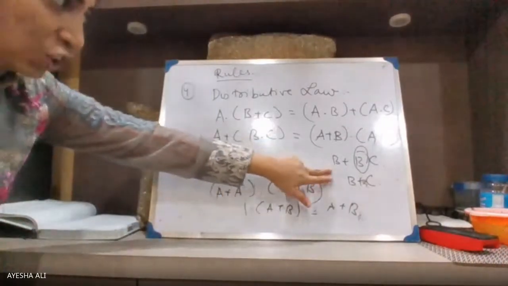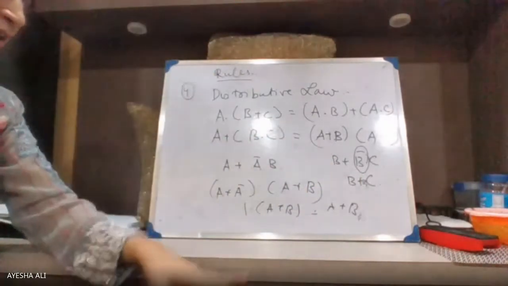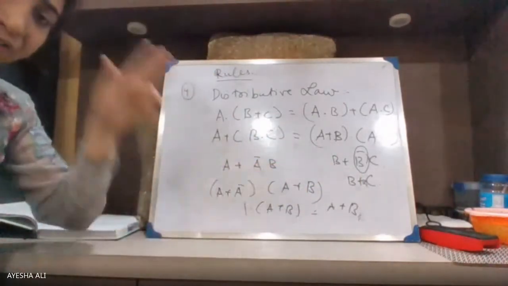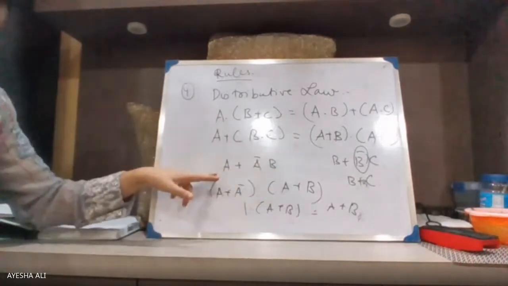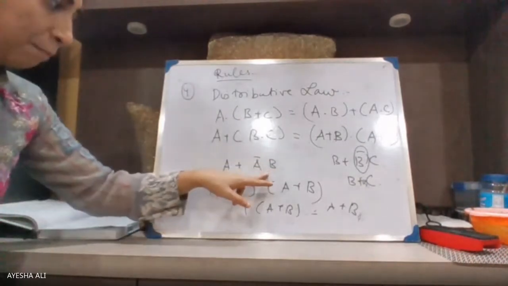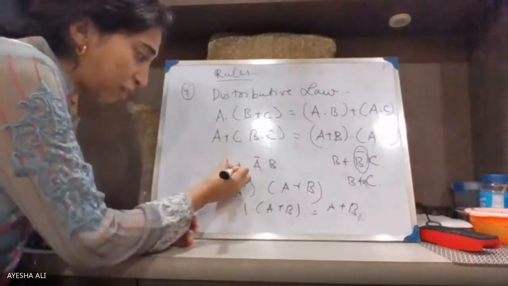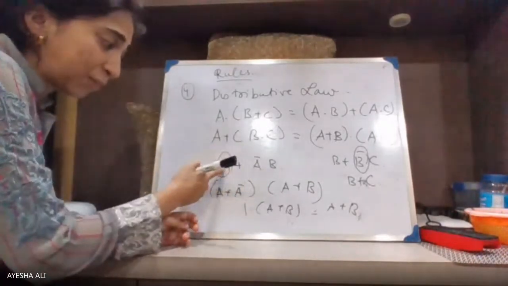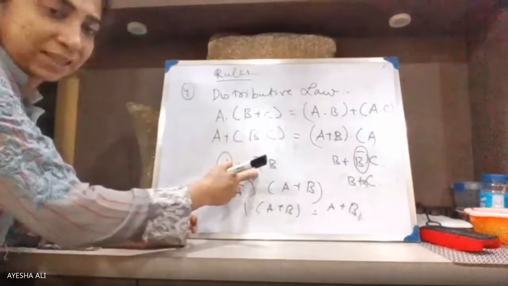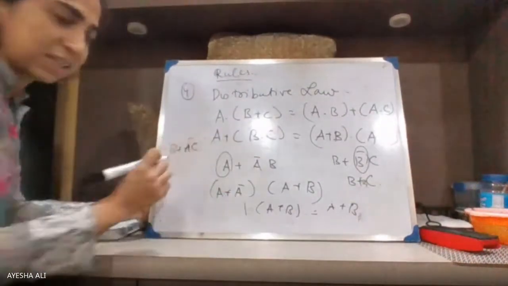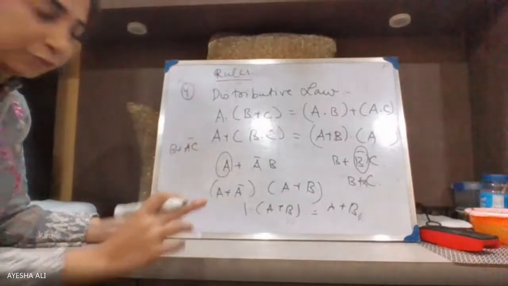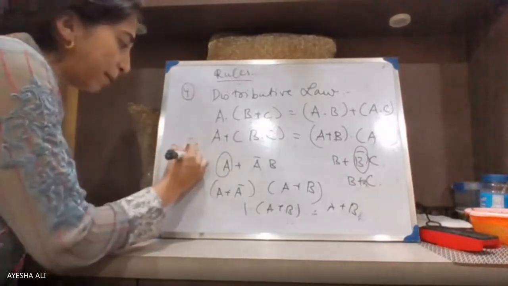This application is very, very important. If you have something like A plus A complement B, the variable you're using over here, that variable's complement needs to be present here. It will not work if it is B plus A complement C. That will not work.